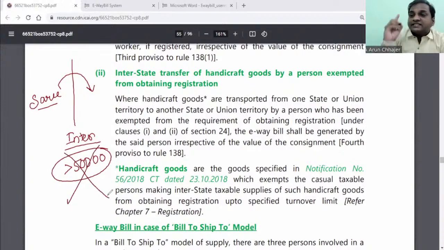No, sir. Here it is an exception. If the principal is sending the goods to the job worker interstate, irrespective of any value, the e-way bill has to be prepared. Is it okay? Kindly confirm.